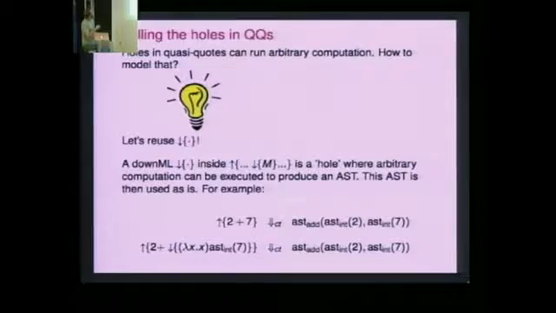So if we have one of those down arrow guys inside a quote, this means this part here is evaluated first and is then spliced into the rest of this quote. So if we quote 2 plus 7, that stands for this AST. But if we quote 2 plus, and then the 7 bit is computed, we get the same AST.